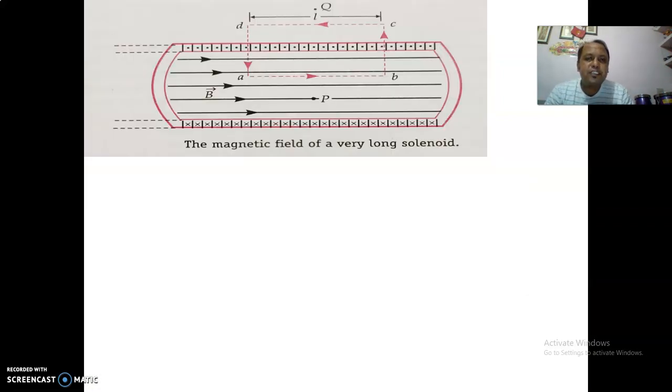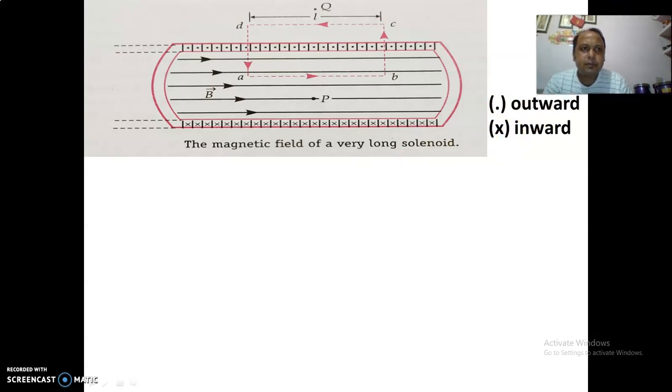Okay, now we have taken a cross section of the solenoid lengthwise in the plane of the paper, where the dots you can see here represent the current coming out of the plane of the paper, whereas the cross shows that the current is moving into the plane of the paper. Dot represents the outward direction and cross represents the inward direction, right?